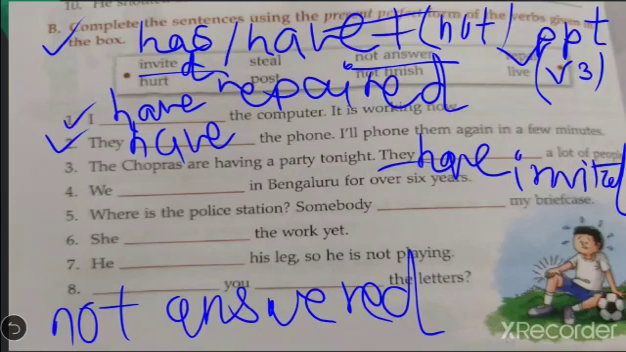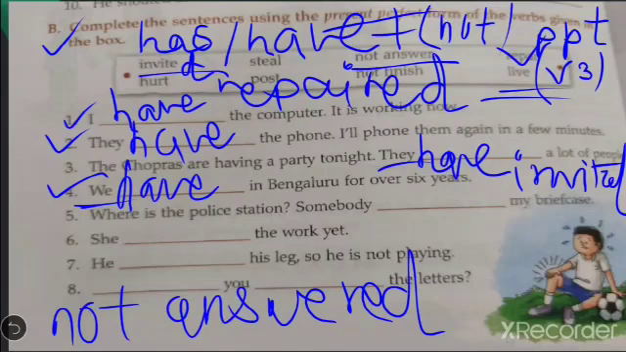Okay, number 4. We dash in Bangalore for over 6 years. With we, you have to put have. We have dash. Now, which verb will come here? We have lived. L-I-V-E. Now, the e is already there, so you have to add only d.